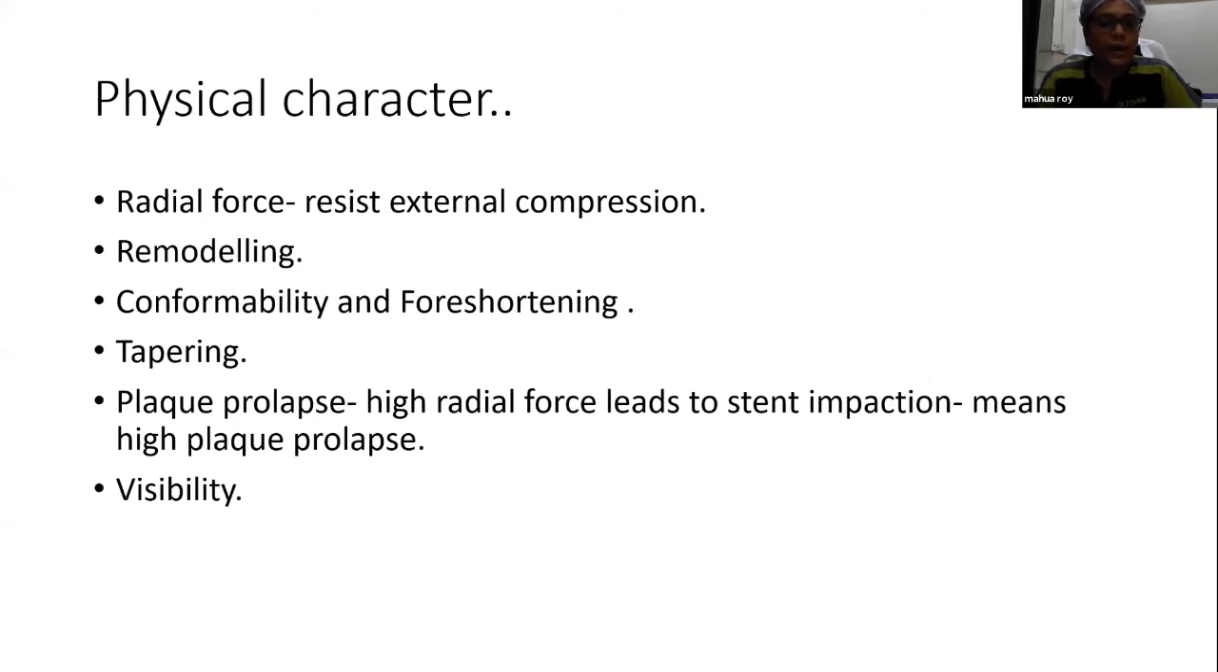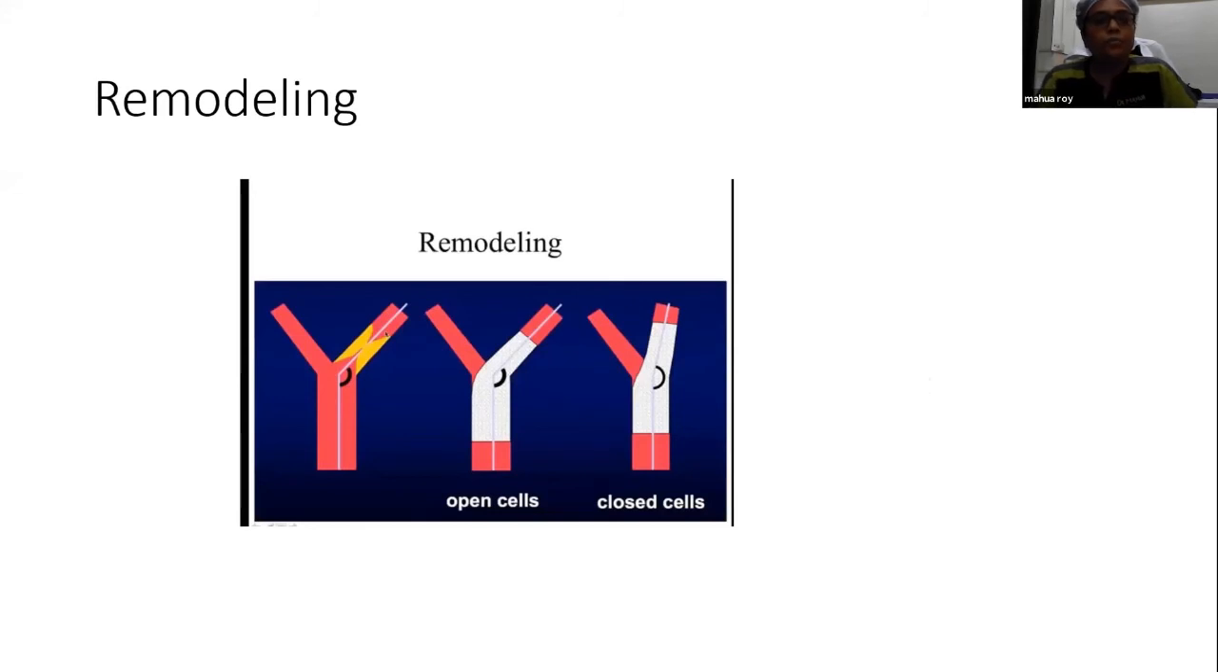Now, I would like to mention one of these three. That is, what does it mean by remodeling, conformability, and foreshortening? Remodeling means if we are working in a curved structure, like a case of transverse arch coarctation, then an open cell design would be the preferred one because it can take the shape of the transverse arch. Whereas if we use a closed cell design, then there is a chance that it may not remodel, and it should not be taken. So for this kind of structure, we should prefer an open cell or hybrid stent.